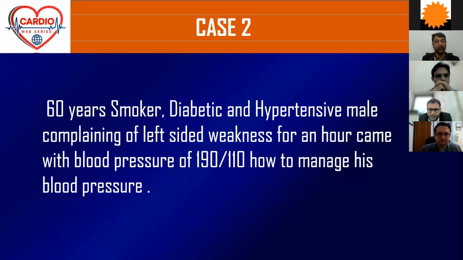Yes, Asaad, I think you can narrate it and then further proceed with what should be done. So the second case is about a 60-year-old smoker, diabetic, hypertensive male who complained of left side weakness for about an hour. He comes to you, and the first blood pressure reading that you get is 190 by 110, and the question is, how do you manage this blood pressure?